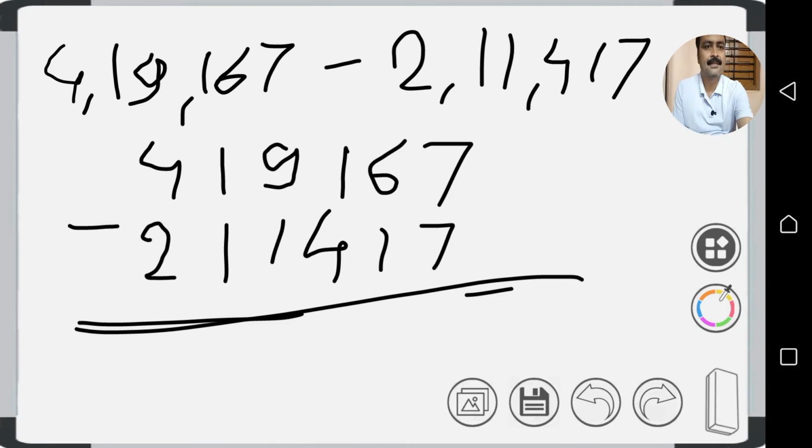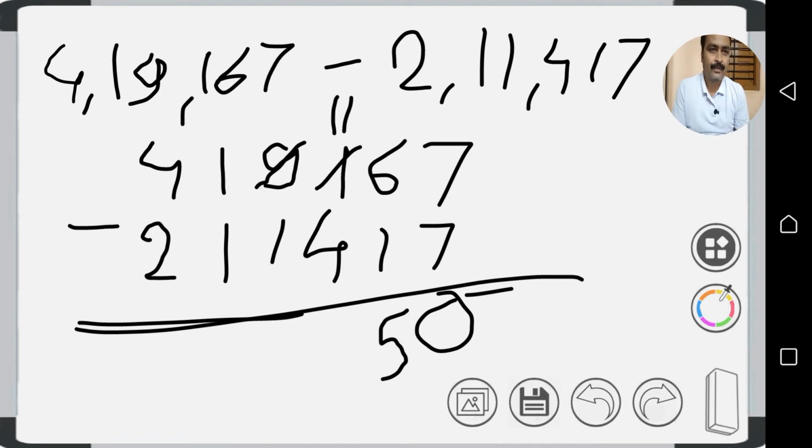So 7 minus 7, we got answer as 0. 6 minus 1, we got answer as 5. 1 minus 4. So here 1 minus 4 is not possible. To continue that subtraction, we take 1 carry from 9. So instead of 1 there is remaining 11. We got 11 there. So 11 minus 4, we got answer as 7. Now 1 carry less from 9. So instead of 9 there is remaining 8 here. So from that 8 we subtract 1, that remaining 7.